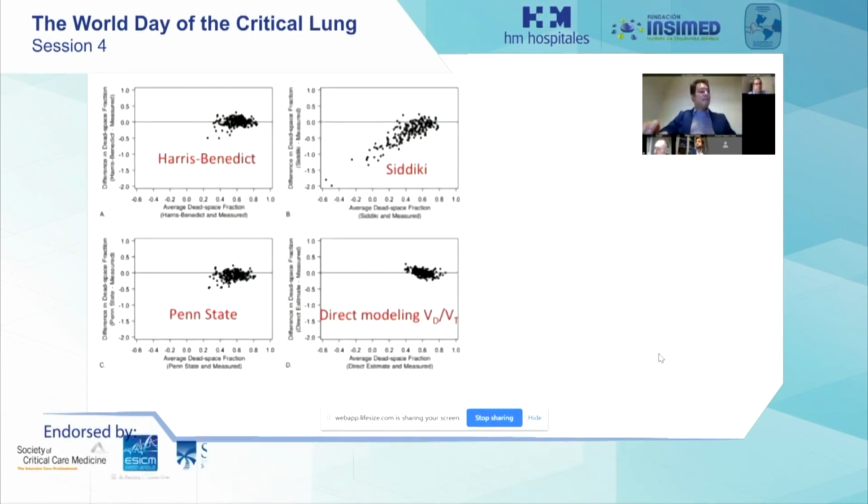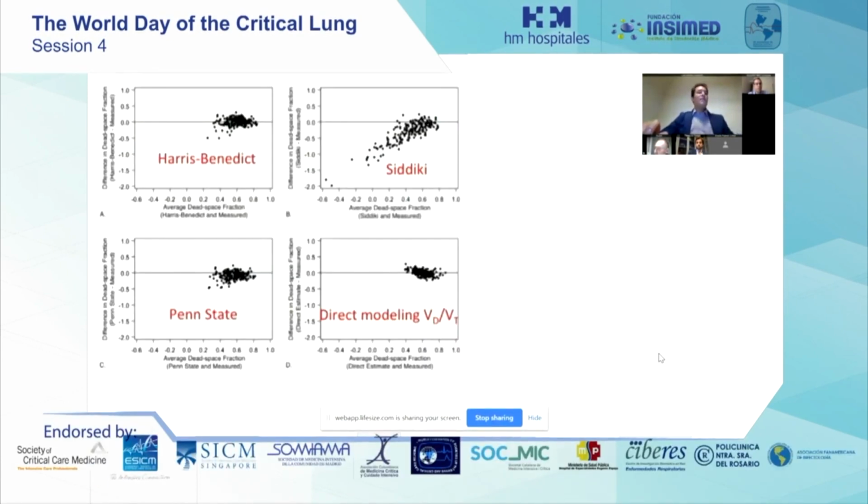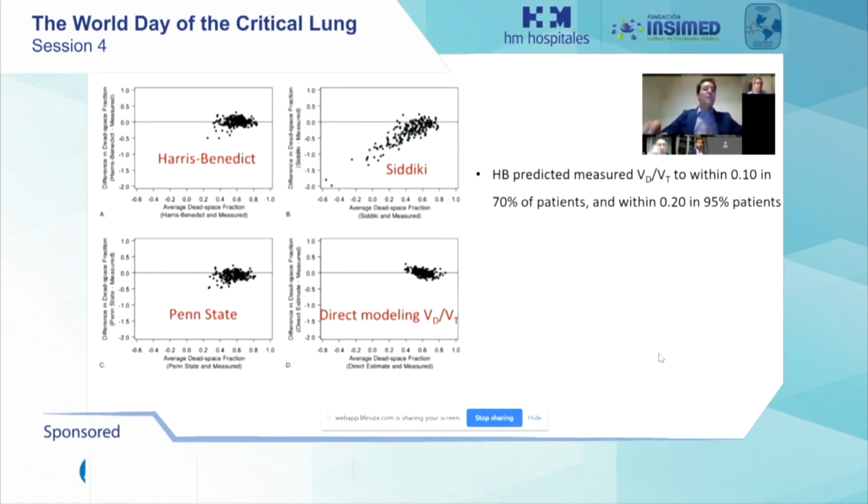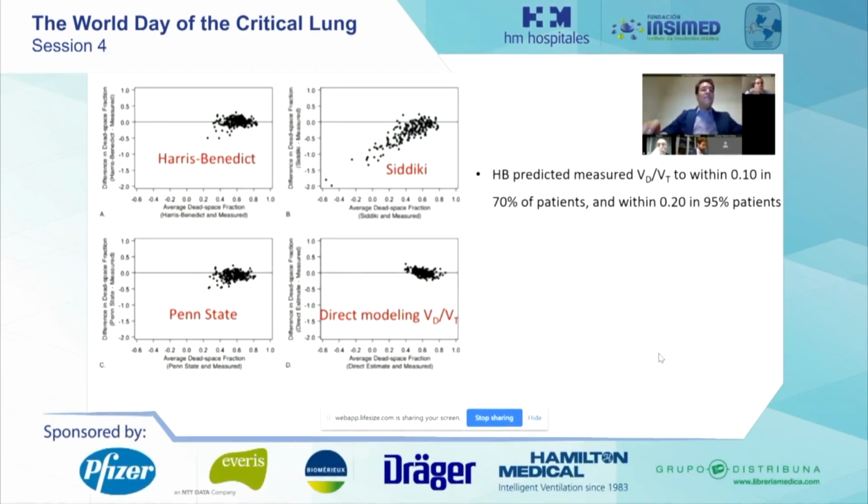Of the 4 methods tested, only the Harris-Benedict one, which is shown here in the upper left corner, actually had some reasonable relationship to the direct measurement of dead space by volumetric capnography. The Harris-Benedict equation predicted measured VD/VT to within plus or minus 0.10 in 70% of patients. So it's not really terrific when you think about dead space.